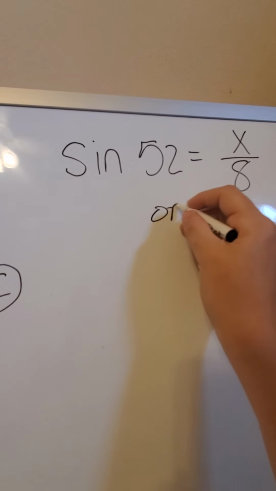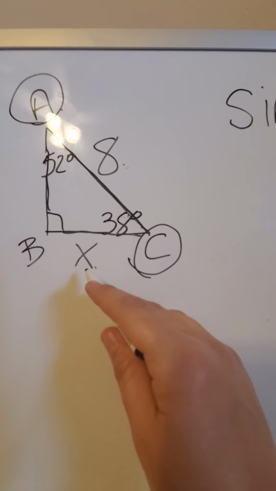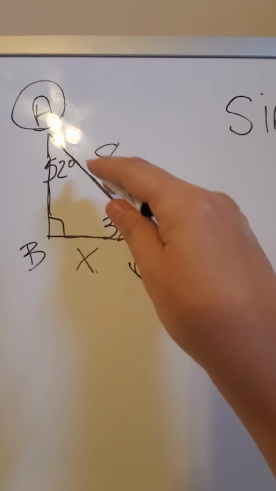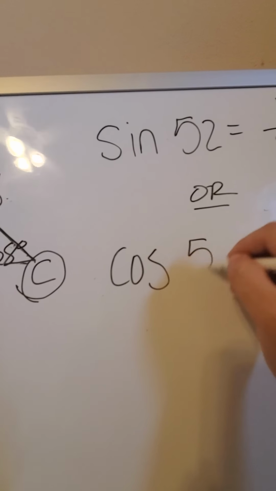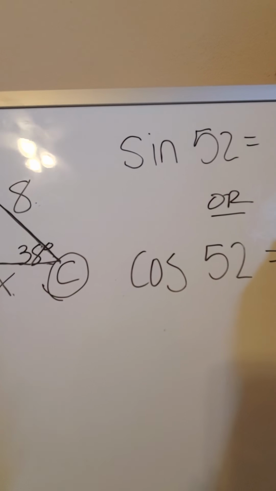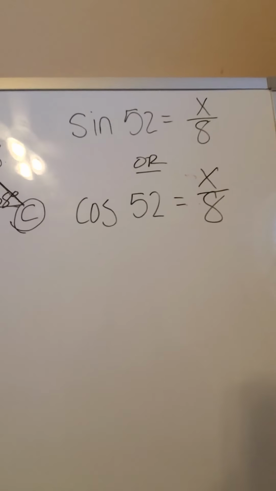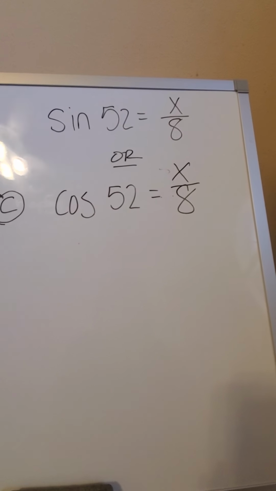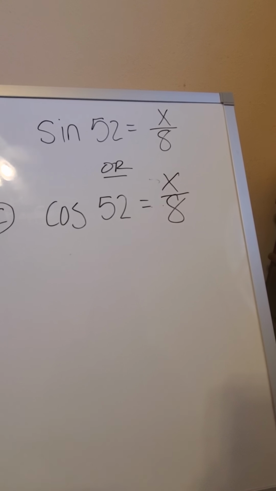Or if I go from C, now I have x is adjacent and 8 is my hypotenuse. So that's cosine, right? So cosine 52 equals adjacent x over hypotenuse 8. Okay, let that sink in. We okay with those?